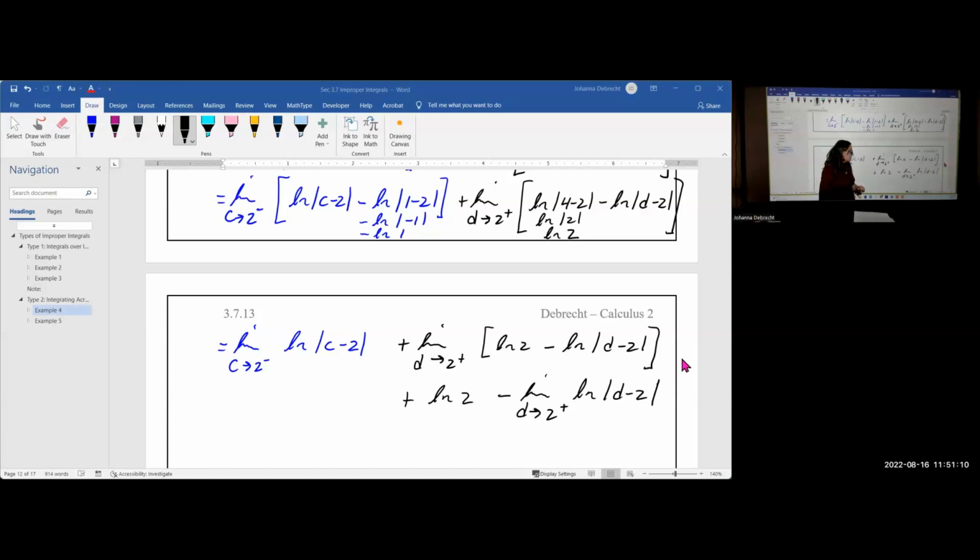It does not depend on d, and evaluate the limit as d approaches 2 from above of the natural log of the absolute value of d minus 2. Now, these absolute values are pretty important here. They're going to be very critical. Now, let's see what happens right here.